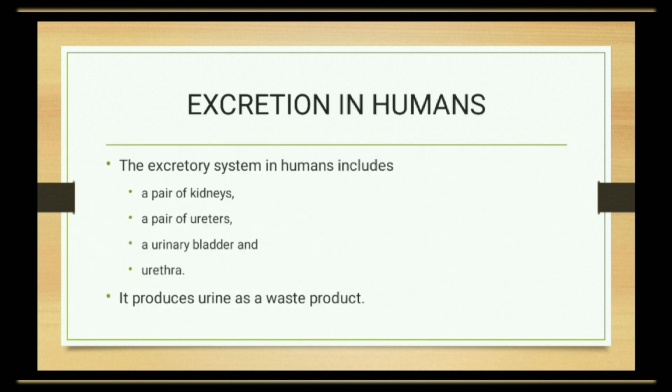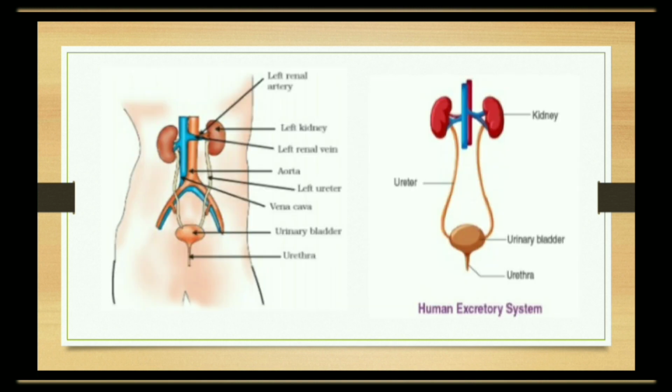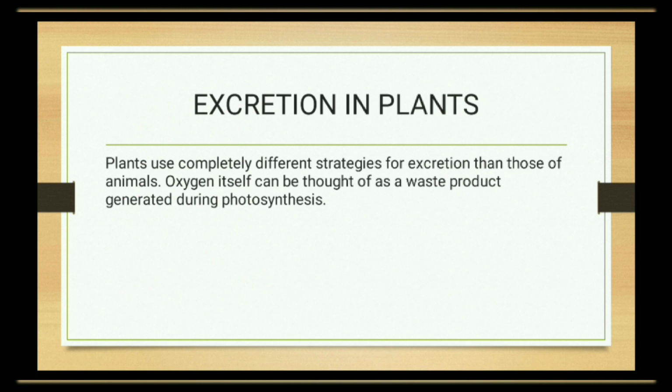Excretion in humans. The excretory system in humans includes a pair of kidneys, a pair of ureters, a urinary bladder, and a urethra. It produces urine as a waste product. Now, a diagram of the human excretory system. You can see the kidneys, the two bean-shaped organs, then the ureters, then the urinary bladder, and then the urethra. Then coming to excretion in plants, plants use completely different strategies for excretion than those of animals. Oxygen itself can be thought of as a waste product generated during photosynthesis.